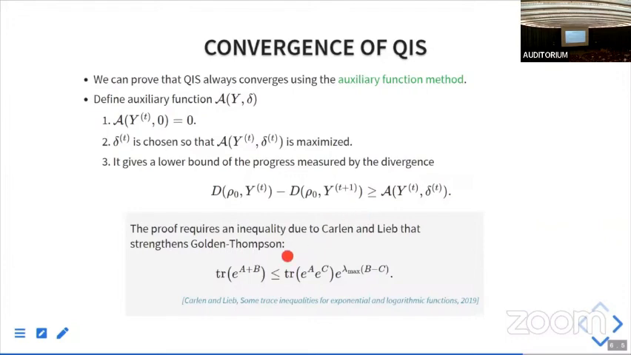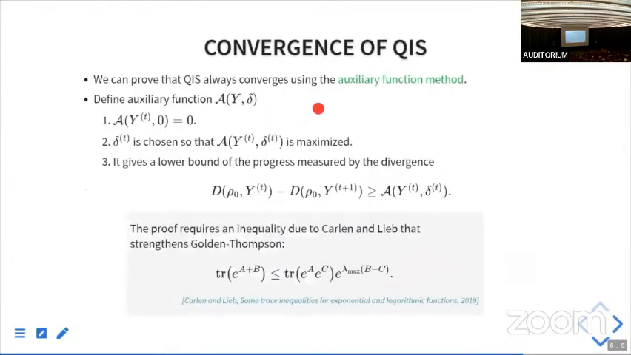It has this form: the trace of e^(A+B) is at most the trace of e^A e^C e^(λ_max(B−C)). If B equals C, then you recover the Golden-Thompson inequality. But Golden-Thompson is not sufficient for proving this inequality, and you have to dig in the literature and find that there's something stronger. Then you have 1, 2, 3, and you can prove that QRS actually converges.